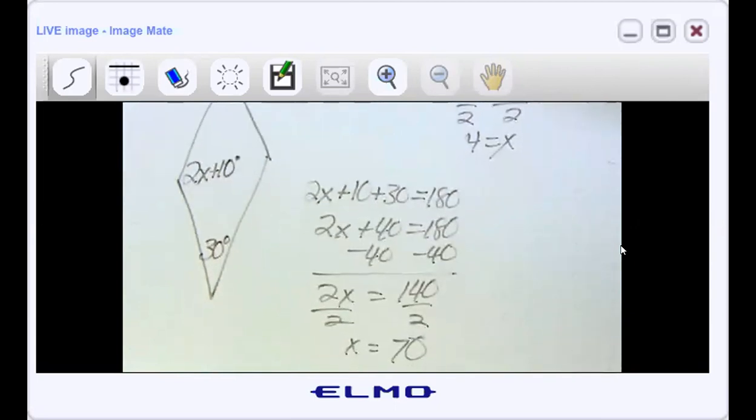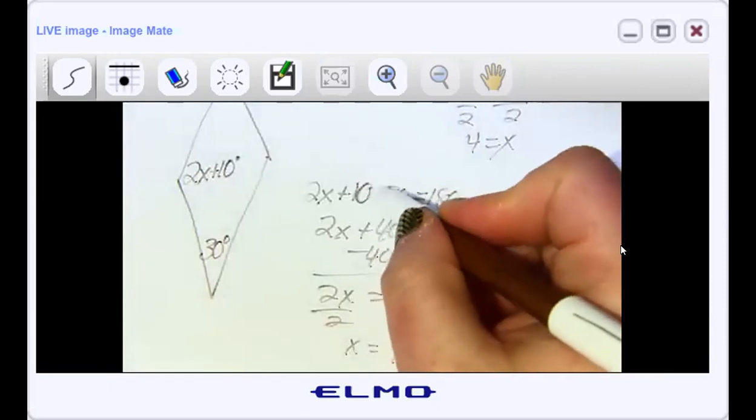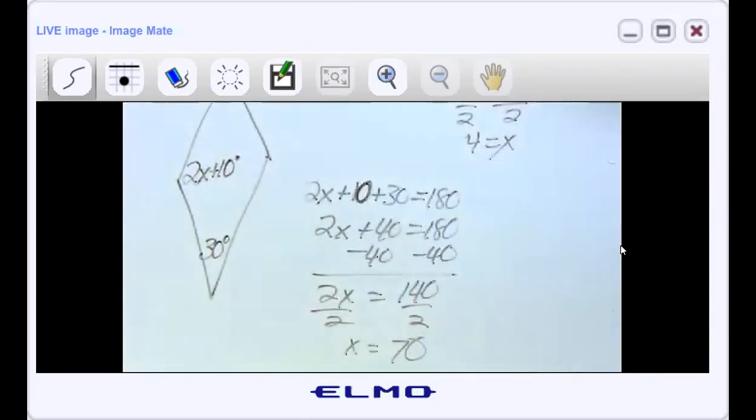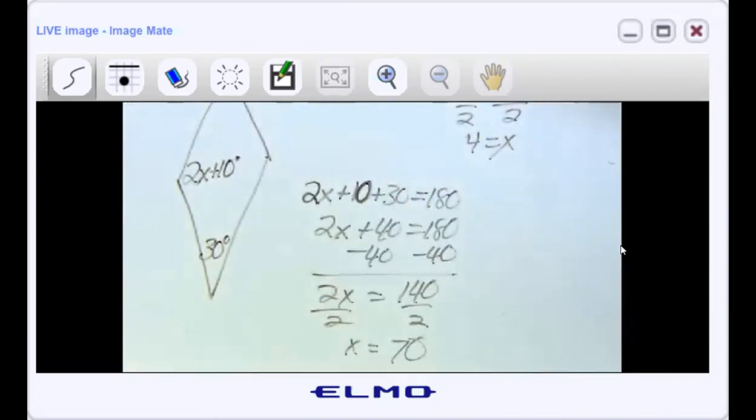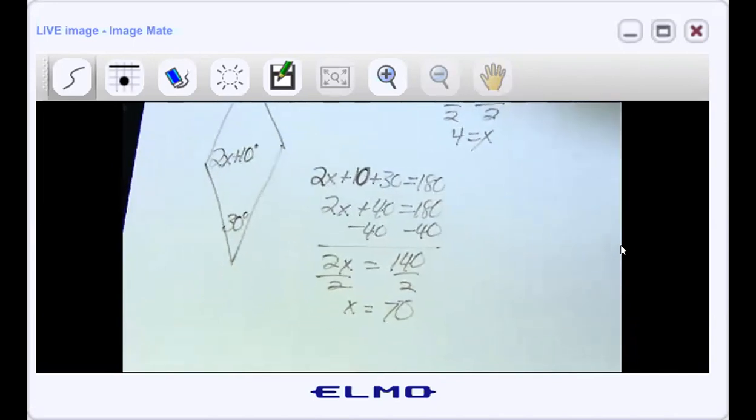So those of you that got 70 are correct. If you got 10 as your answer, you set those two angles equal to each other, and that's not true. They're not equal to each other. Will they ever be equal to each other? If you have opposite angles, sure. So what if we did something like this?